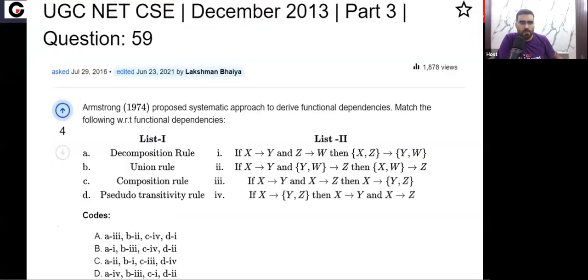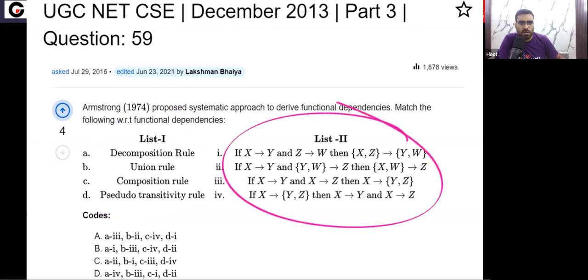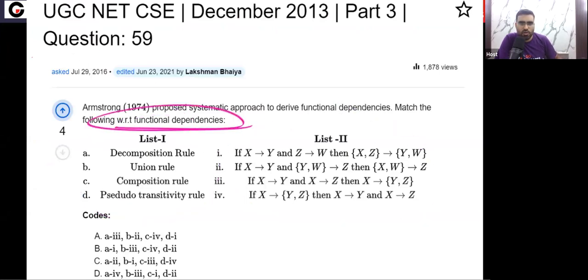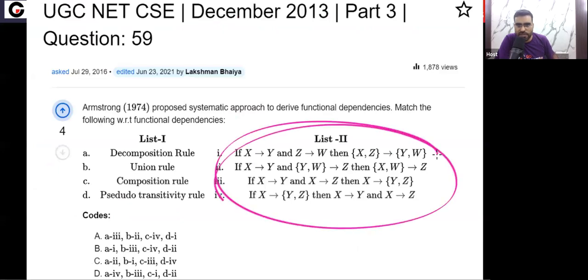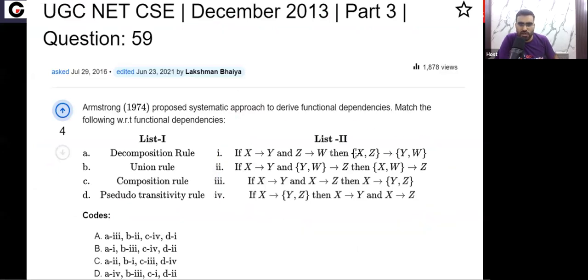Let's move on. Let's solve this UGC NET question. Armstrong proposed a systematic approach to derive functional dependencies. Match the following, list 1 and list 2. We have to match the following with respect to functional dependencies. We have to find what is the name of these rules. These are functional dependency rules, and we have to find the name of these rules.